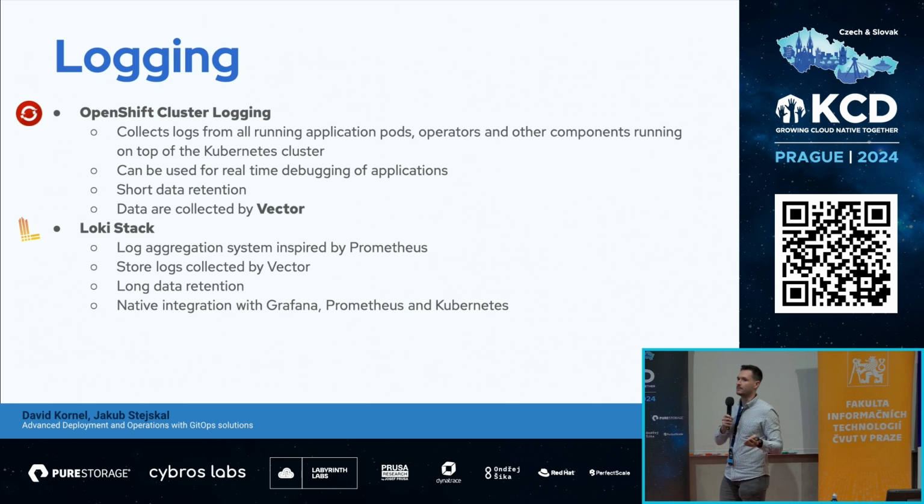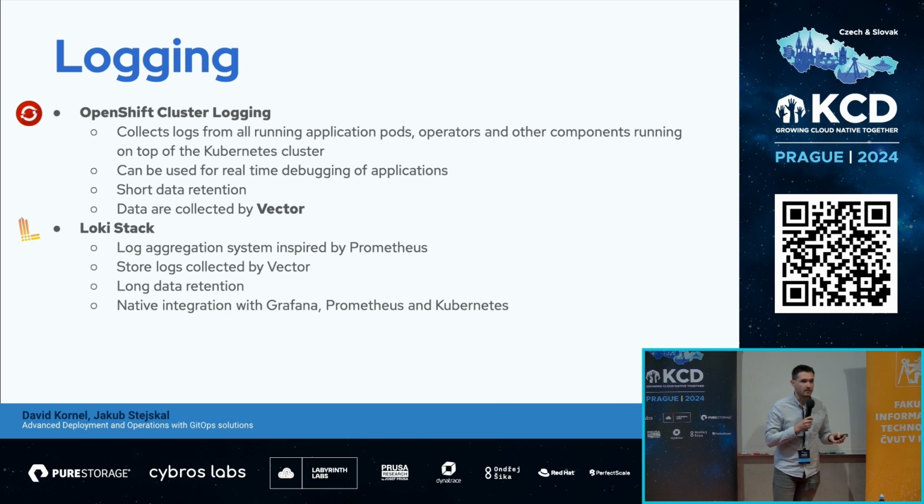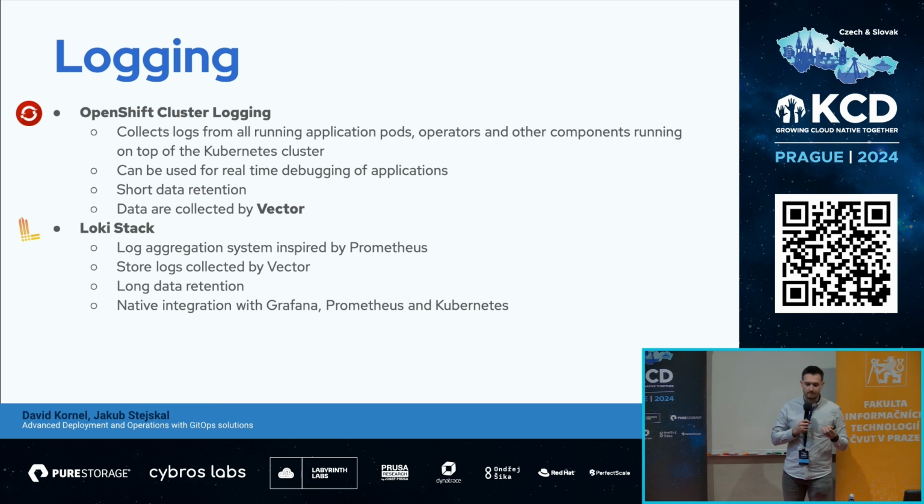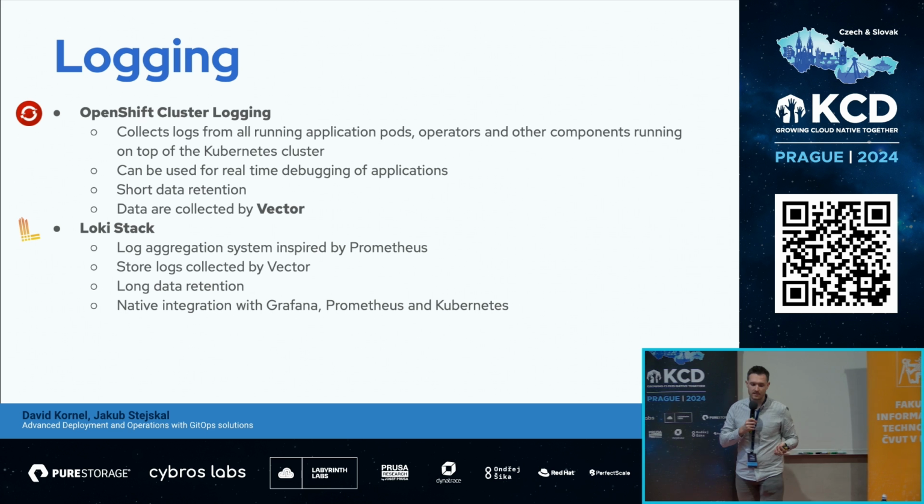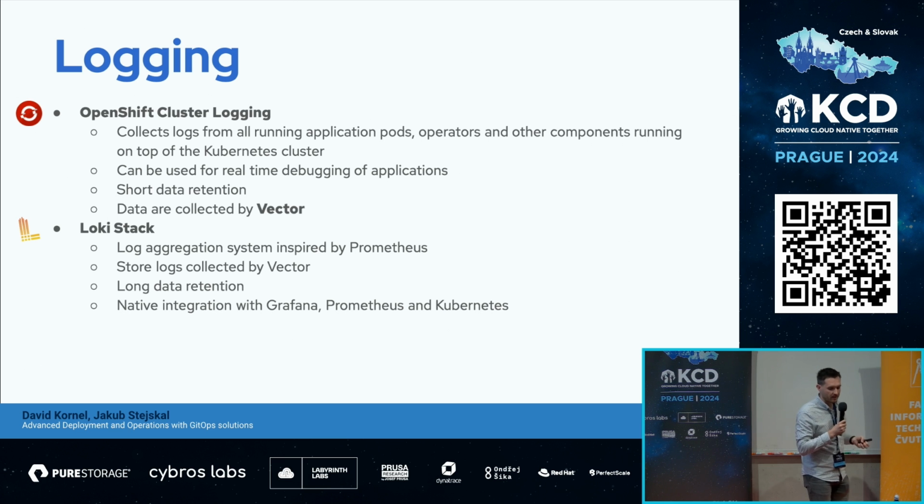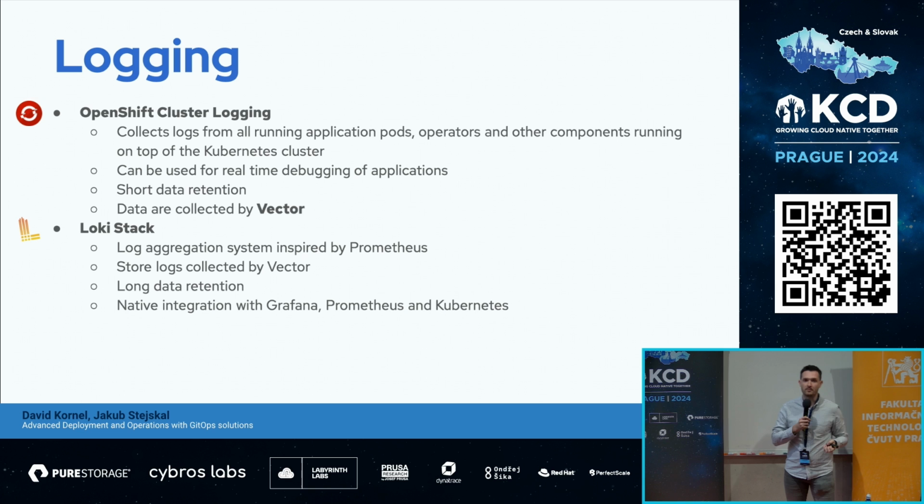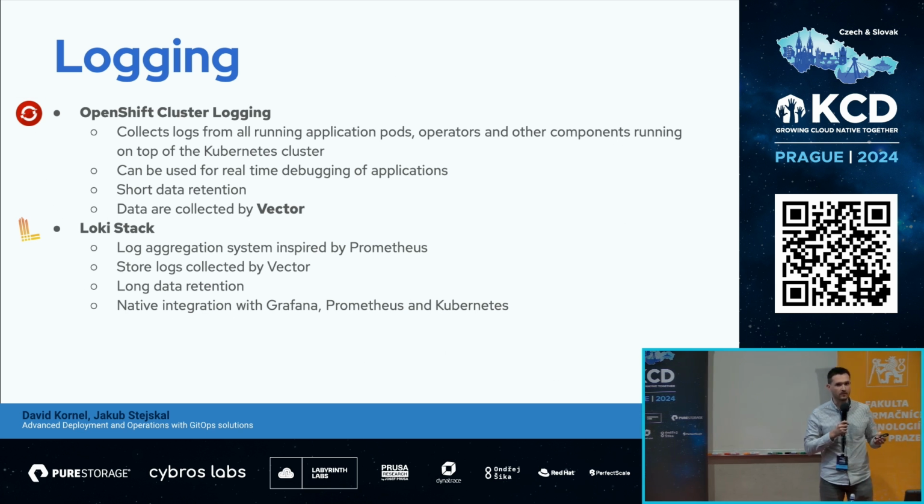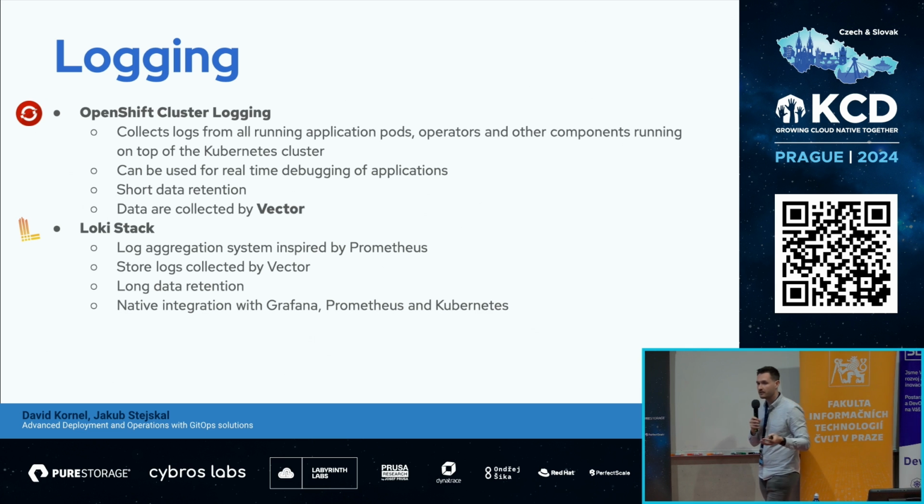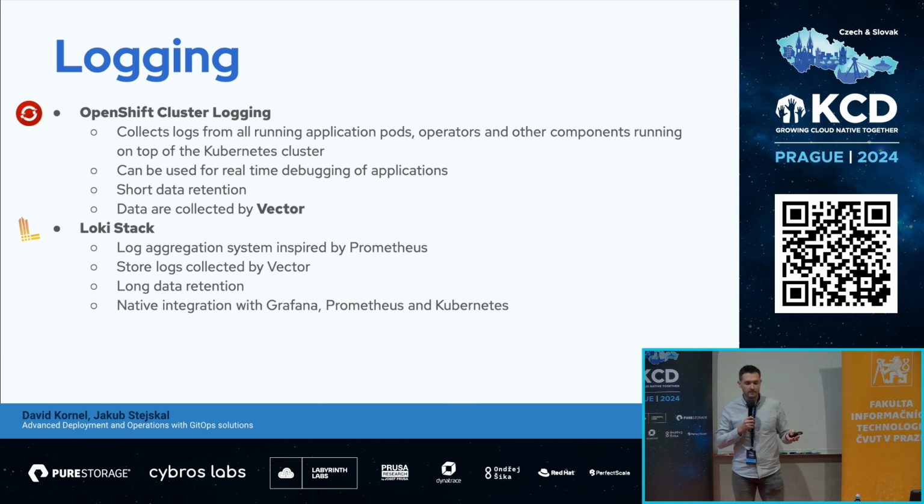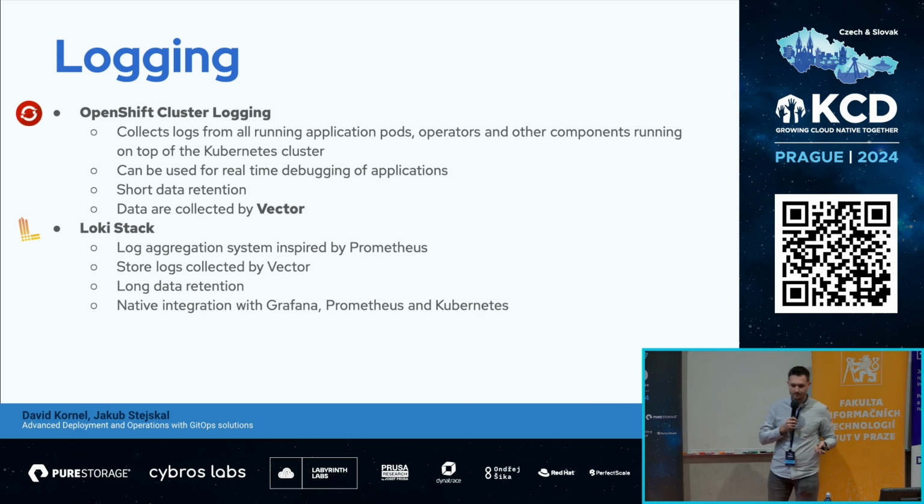These logs have to be stored somewhere. It's a huge amount of data, so to make it work properly, we use the Loki stack, which is an implementation of log aggregation inspired by Prometheus. Loki stores all the data collected by Vector in an S3 bucket. Again, you can use AWS or any different implementation. It's up to you, and you specify the data retention based on your needs.